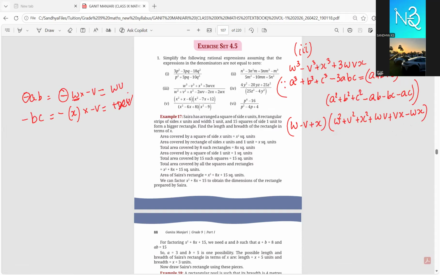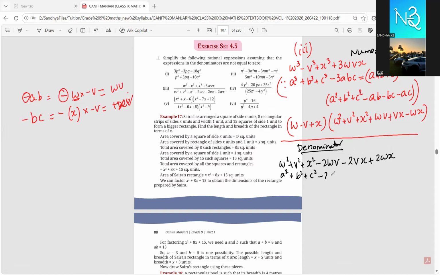Clear? So this will be the numerator. Okay. What about the denominator? So numerator finished. Now the denominator. I am doing numerator and denominator separately. You can do it together also. So the denominator will be W squared plus V squared plus X squared minus 2WV minus 2VX plus 2WX, correct? So it is A squared plus B squared plus C squared minus 2AB minus 2BC plus 2AC. Like that it comes, no?